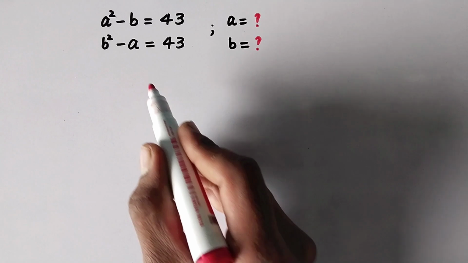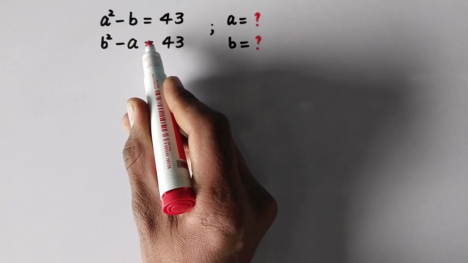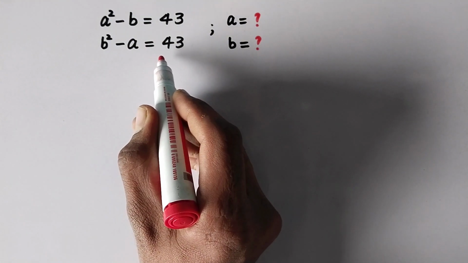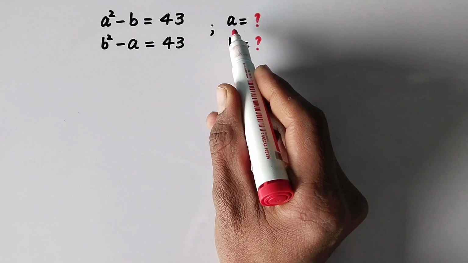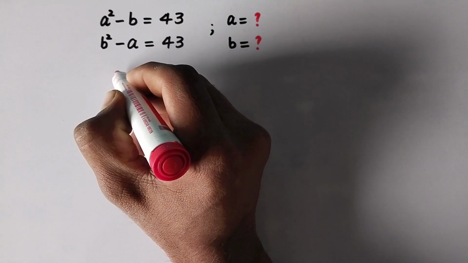In this video, we are going to solve the problem: a squared minus b is equal to 43 and b squared minus a is also equal to 43, and we have to find the values of a and b. So let us see its step-by-step solution.